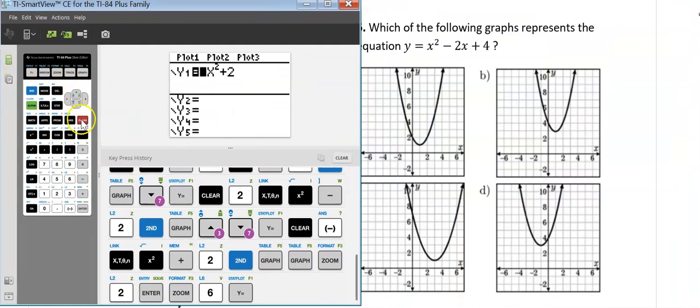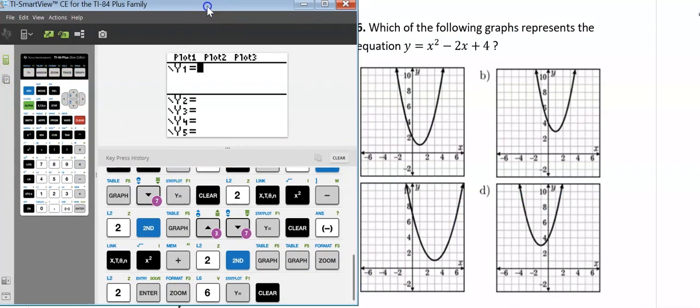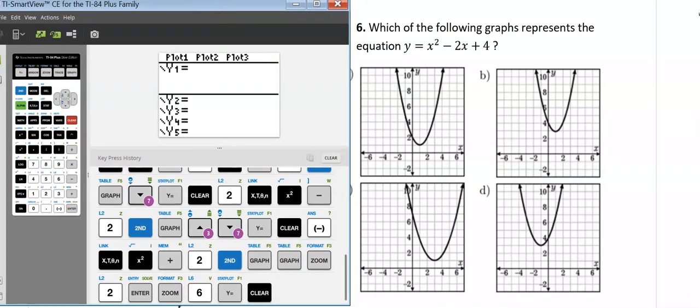So I'm going to go to y equals, and I'm going to clear it. And these are some multiple choice problems. Which of the following graphs represents the equation y equals x squared minus 2x plus 4? All right, and I just have a bunch of graphs plotted. So I'm actually just going to look at the graphs.